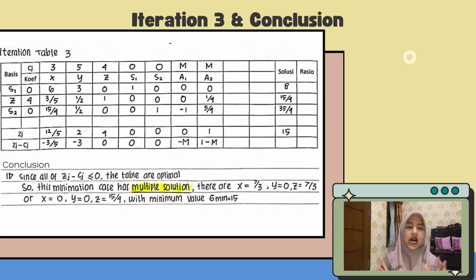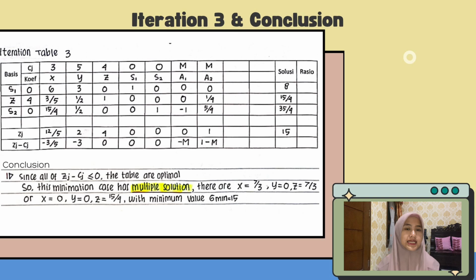After finishing the iteration, we find that all ZG minus CG are less than or equal to 0. The minimization solution is optimal. There are two combinations of solutions that result in a minimum value of g min equal to 15. This indicates that this case has multiple solutions.